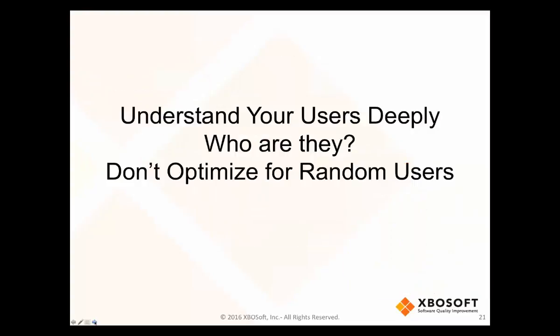And this gets to the next thing, which is that you have to think about who the user is. So, unless your application has random users, don't optimize for random users. Think carefully about who the actual user is. A lot of this is done through user personas and things like that. So think through those personas very, very carefully.